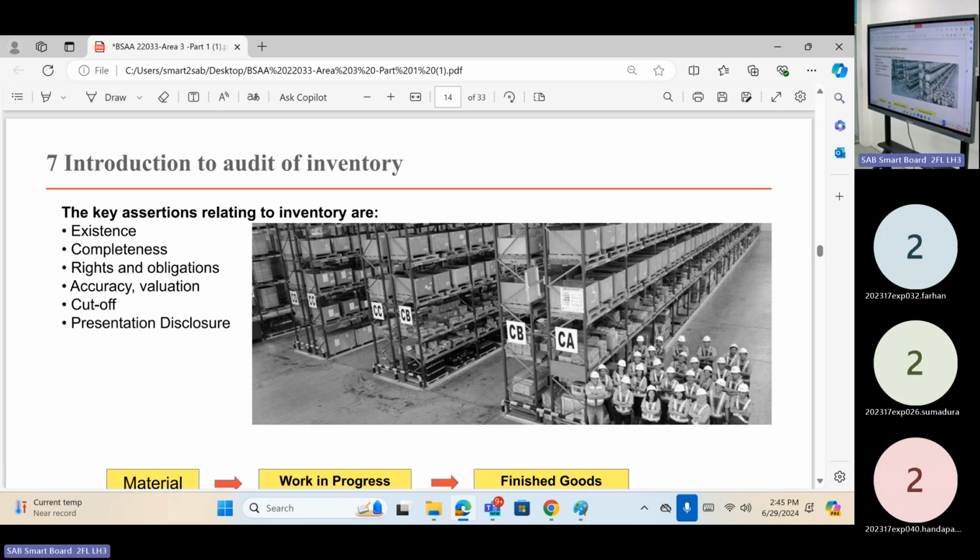So inventory is a very crucial balance. The types of inventory are raw material, work in progress, and finished goods. A manufacturing company has raw materials. A retail company, like a supermarket, has finished goods.